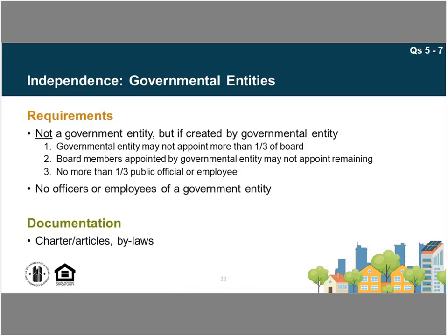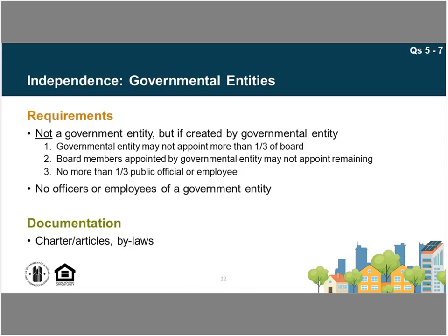For the governmental entities, a governmental entity can sponsor or help create a CHDO, but it cannot appoint more than one-third of the board. Those board members appointed by the governmental entity may not appoint the remaining board members, and no more than one-third of the board may be public officials or employees of the PJ.